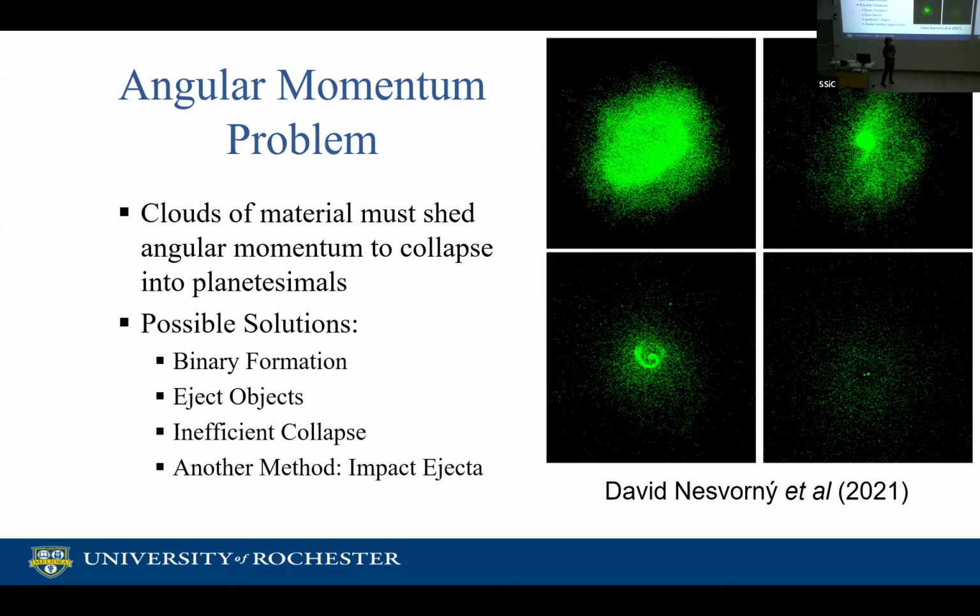So some solutions to getting rid of the angular momentum of the cloud. You can have binary formation, where instead of just a single planetesimal, you put the angular momentum also into their orbital angular momentum. You can be ejecting objects, so forming a bunch of planetesimals and then having gravitational encounters and throwing them out as the process is happening. Inefficient collapse, where you have a bunch of leftover material, which is even here in this simulation. But the method that I'm interested in is looking at impact ejecta.